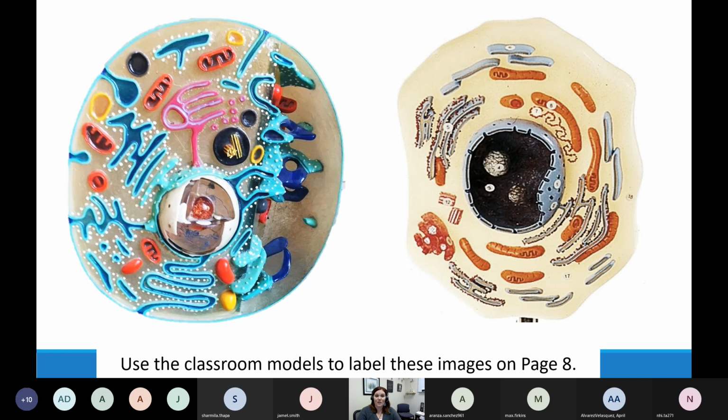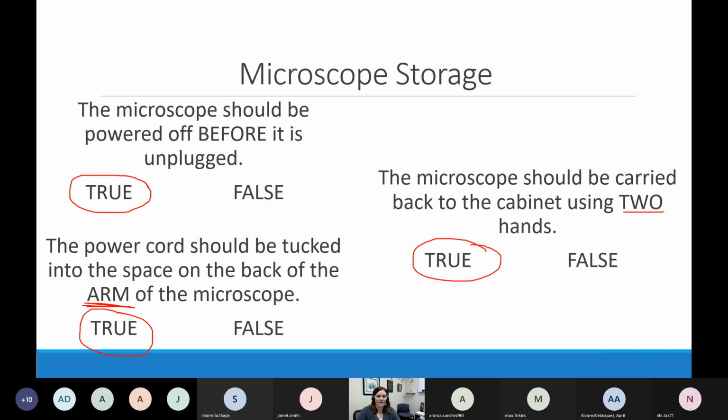With that, I have talked with you about everything related to microscopes. We pause and say, are there any last minute questions? Or give me a thumbs up if you're tracking with those microscopes.